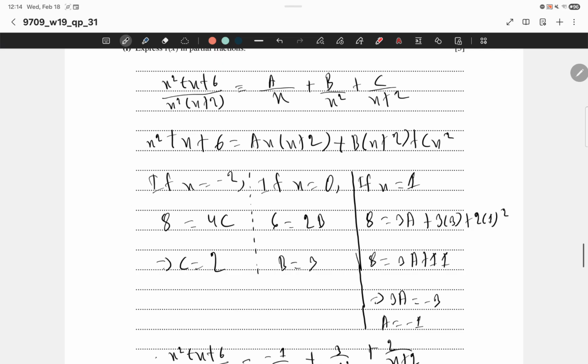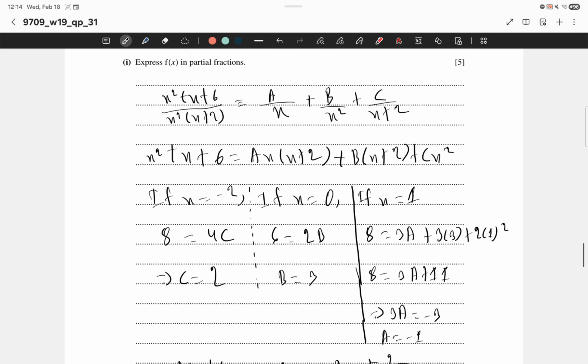So the formula we need to remember, that's not given in the book, but according to AI, this is an extension of the formula that I showed previously: a by ax plus b, plus b by ax plus b whole square. So a by x plus b by x square plus c by x plus 2.